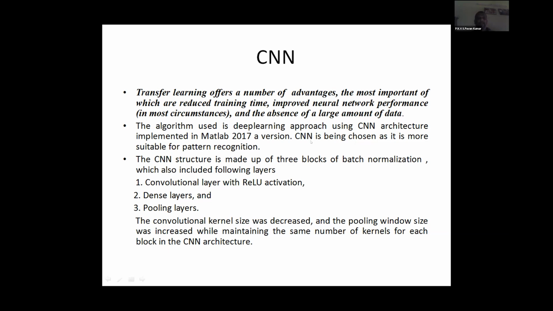The algorithm used in the deep learning approach uses CNN architecture implemented in a MATLAB version. Here, the convolutional neural network is chosen as it is more suitable for pattern recognition. The CNN structure is made up of 3 blocks of batch normalization. It also includes layers like a convolution layer with a ReLU activation, dense layers, and pooling layers, max pooling and soft pooling. The convolution kernel size was decreased and the pooling window size was increased while maintaining the same number of kernels for each block in the single architecture.